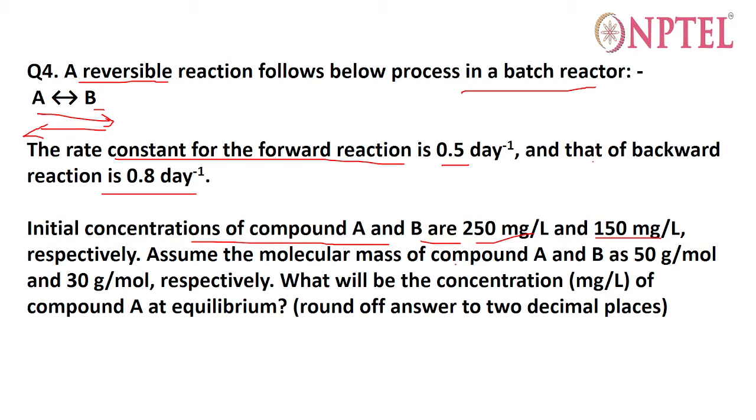Then the molecular mass of the compounds A and B is 15 gram per mole and 50 gram per mole. Now we have to calculate what will be the concentration of compound A at equilibrium.